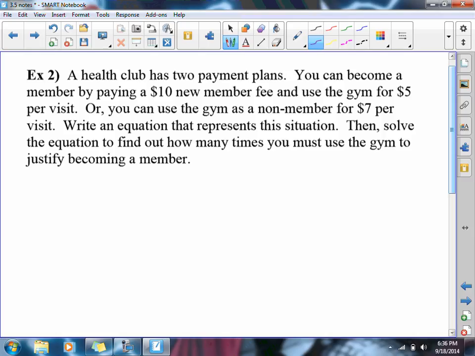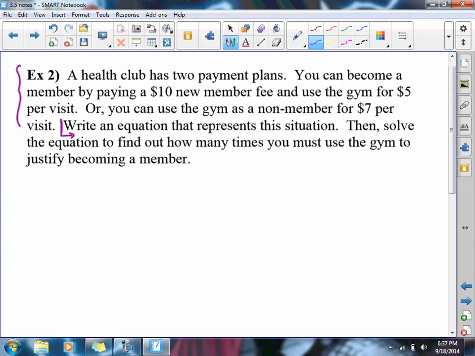So we're going to write an equation that represents the situation and then solve the equation. And we want to find out how many times you must use the gym to justify becoming a member. Okay, so most of our information that we need to write our equation is in those first 3 lines. Because right here where it says write, from that point on, it's telling us to write the equation and solve it. Okay, so a health club has 2 payment plans.